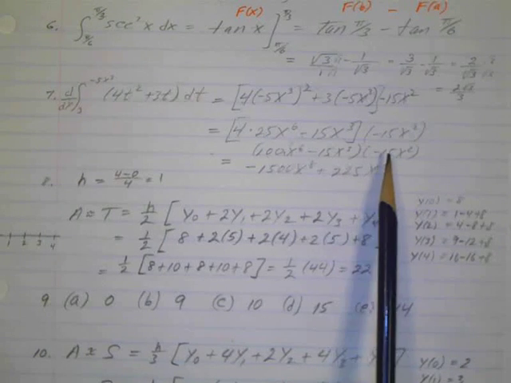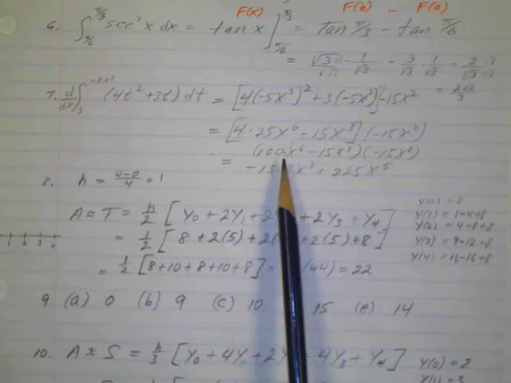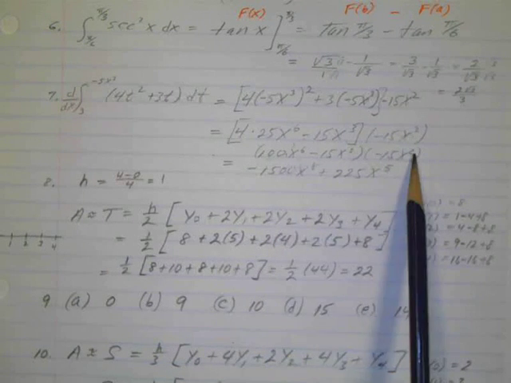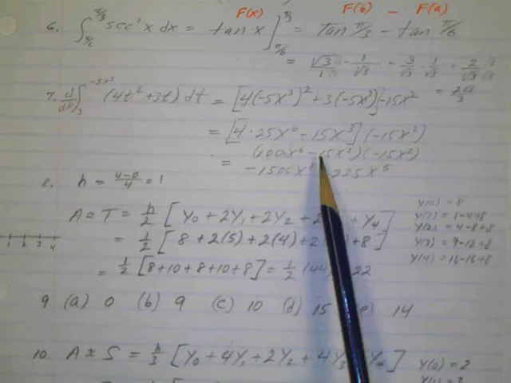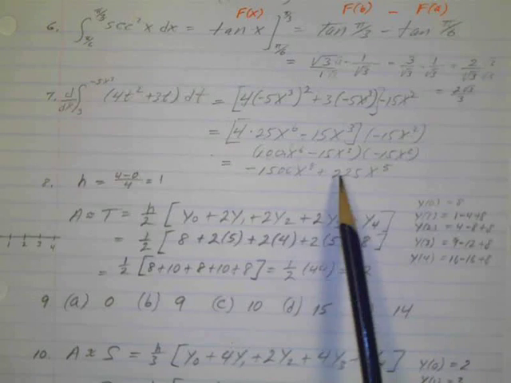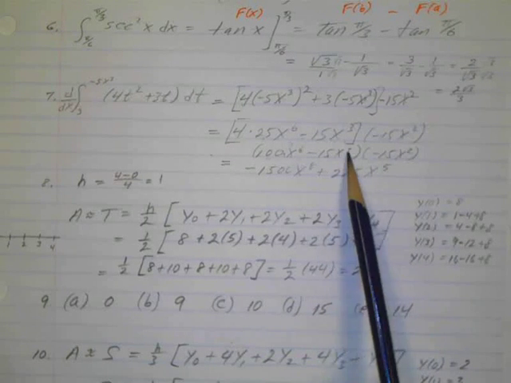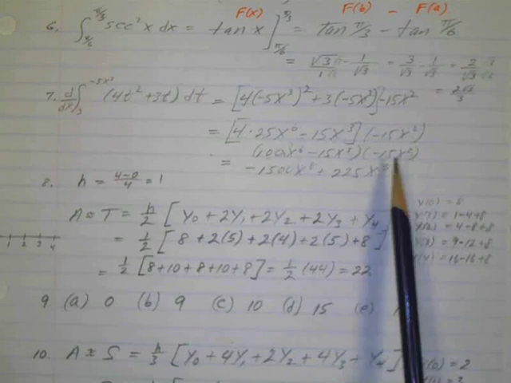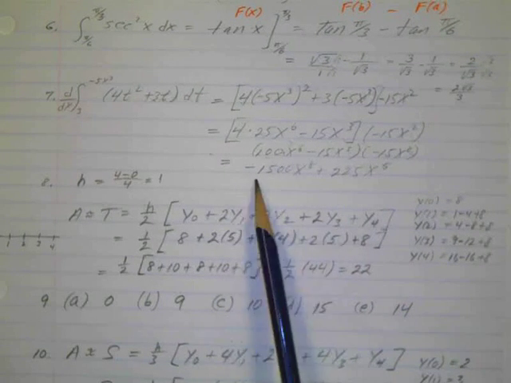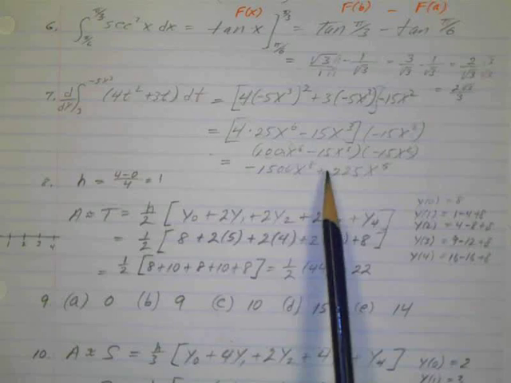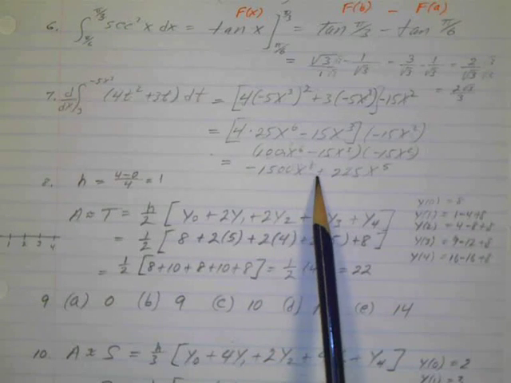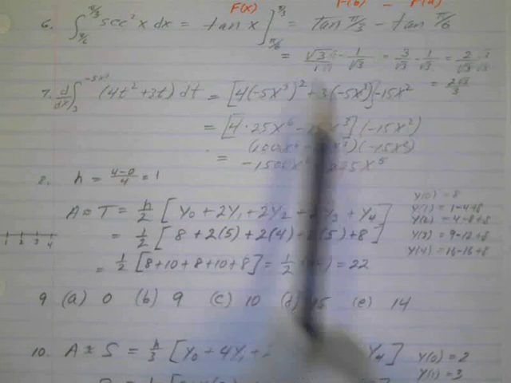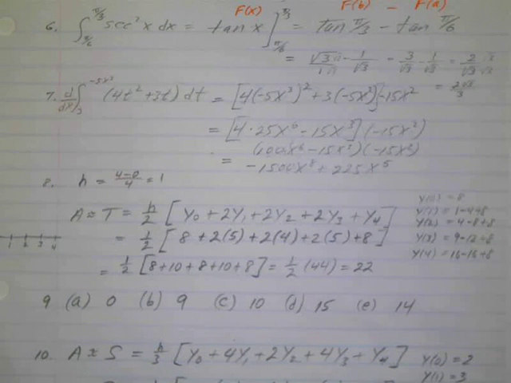Then if I multiply negative 15x squared times this, I will get negative 1500x to the, 2 plus 6 is 8, plus, and a negative times a negative is a positive, 15 times 15 is 225, x to the 3rd times x to the 2nd. I add the exponents, I get x to the 5th. So there's your answer: negative 1500x to the 8th power plus 225x to the 5th. That's just using the fundamental theorem of calculus part 1, so I hope that helps.